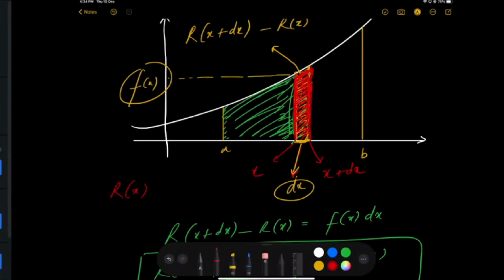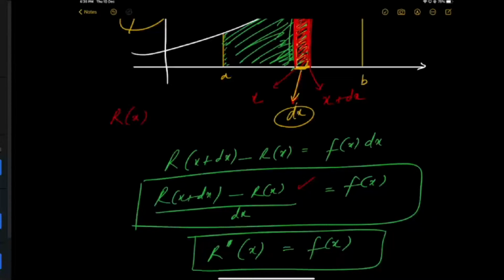Okay, so that area is what? R of x plus dx minus R of x, but which is also equal to what? F of x times dx, because that is the rectangle whose breadth is dx and length is f of x. Clear? So you wrote that here, and you got this equation. So derivative of R of x is f of x. That is your first conclusion.